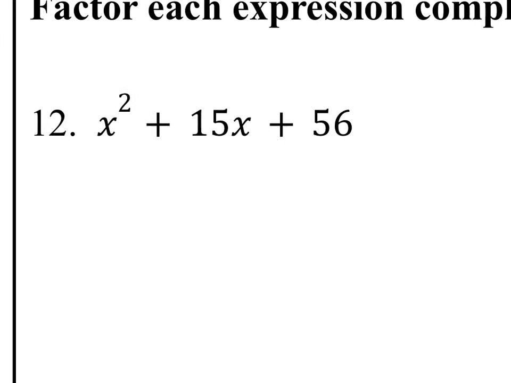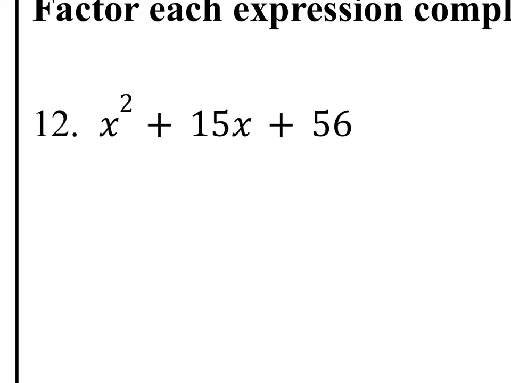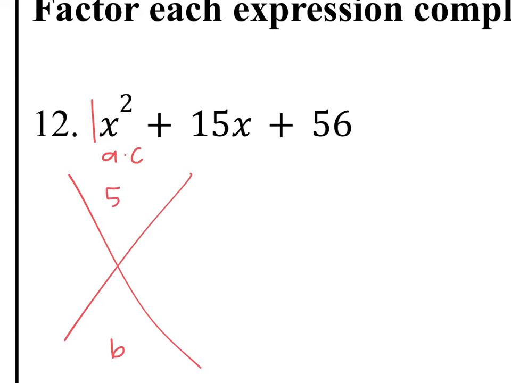The first one, I've got x squared plus 15x plus 56. My a value here is in fact 1. So I can go ahead and create my product sum puzzle where a times c is on top and b is on bottom. So on top, I'm going to have 1 times 56, which is 56. On bottom, I'm going to have positive 15. Now I have to think what multiplies to give me 56, adds to give me 15. Should be thinking 8 and 7.